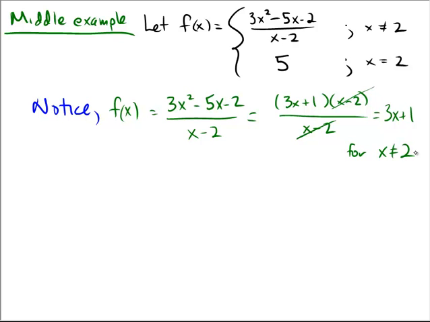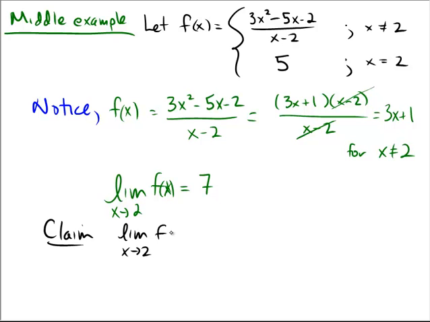Notice that this is not the case for when x equals 2. But since the function is almost always equal to this 3x plus 1, we would kind of expect what? What do we think the limit as x approaches 2 of f of x should be? Our simplification is indicating that it should probably be 3 times 2 plus 1, or 3 times 2 is 6, so 6 plus 1 is 7. That seems to be what's happening here. So we want to try to make a claim that the limit as x approaches 2 of f of x is 7.